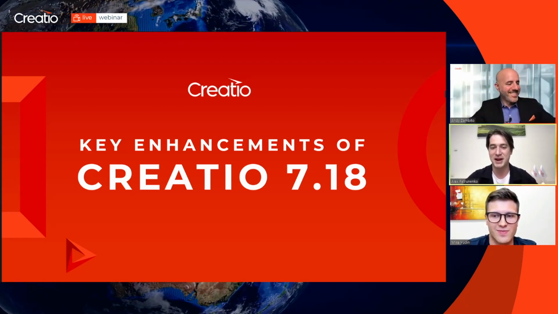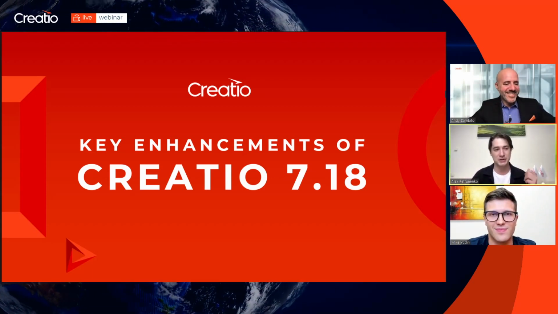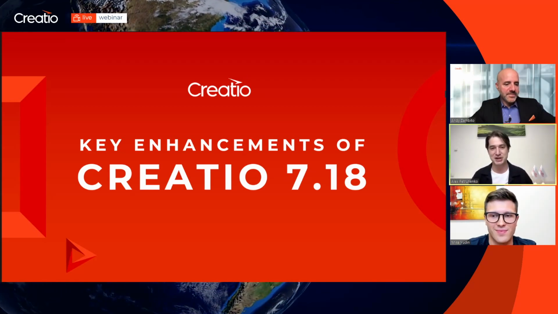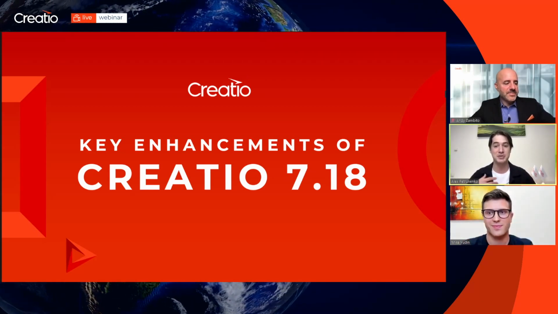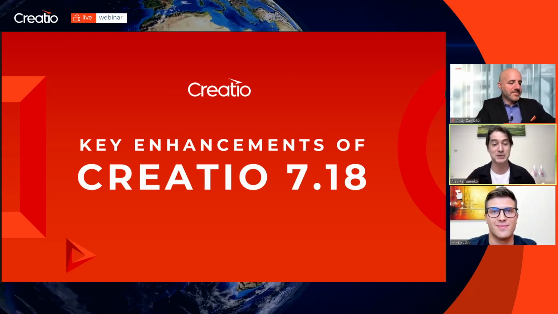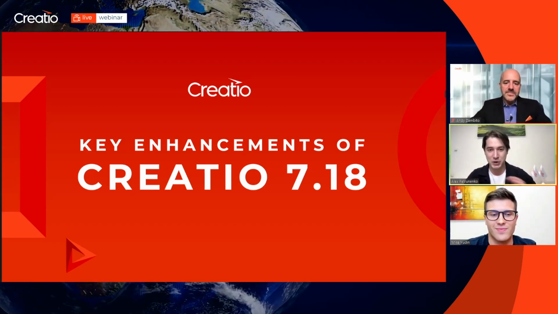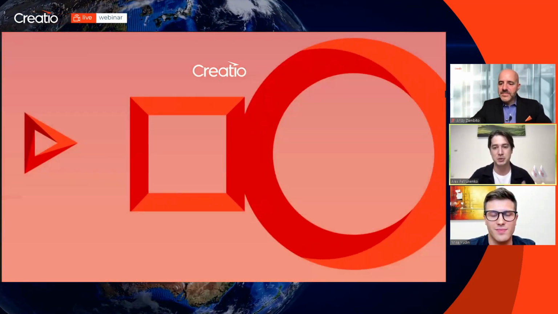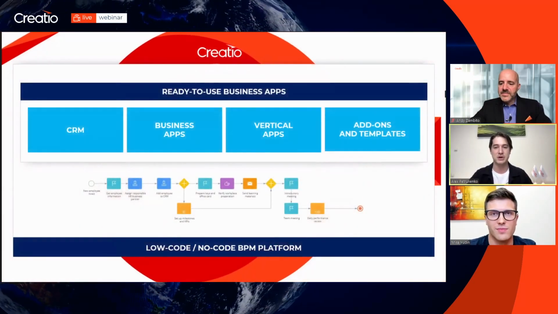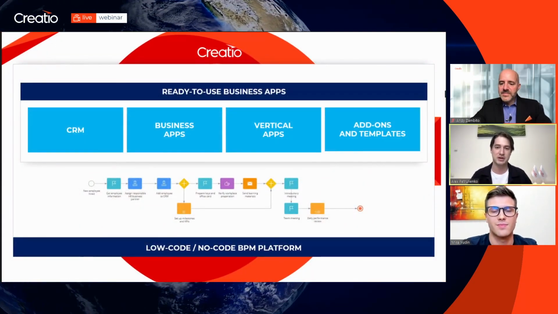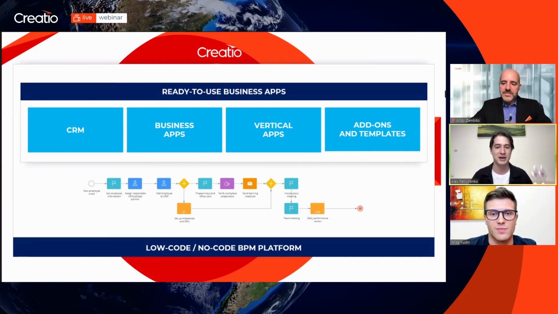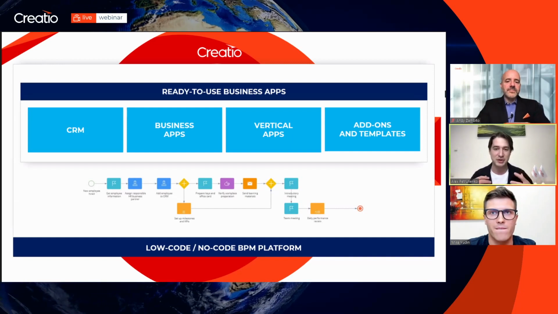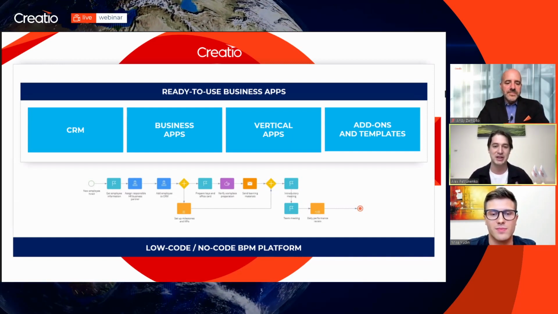Perfect. All right, let's move on to the second big part of our keynotes. We've talked about this strategy, and now we want to talk about the steps of how we're going to be achieving those. And one of the first ones that we're actually making here. So we're going to talk about the key enhancements of Creatio 7.18. And of course, the way that we're going to be approaching those is through digging into all of those areas of Creatio product offering. We're going to start with low-code and no-code BPM platform, and then talk about the CRM, talk about the business applications and vertical apps that we provide.